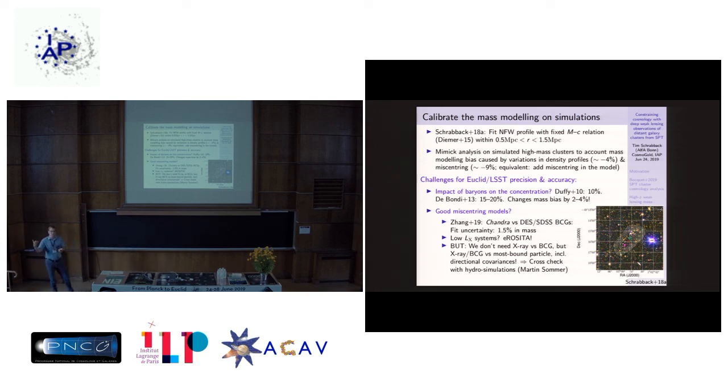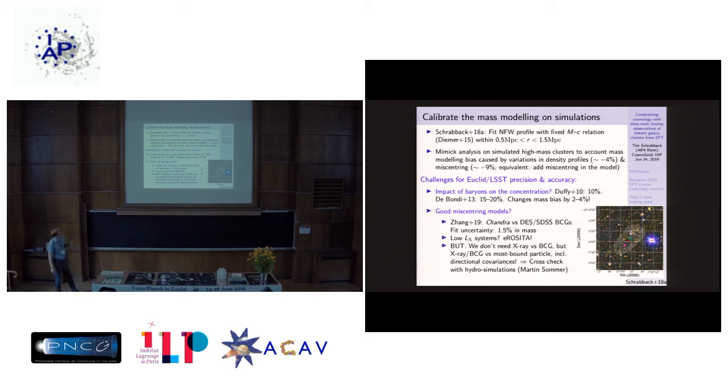So what we've been doing is to fit our shear profiles with simple models, like an NFW model, in a certain fit range. But then you have biases which can come in, okay? Because clusters in reality are not just spherical and round, but you have variations in density profiles, you have variations in concentrations. This is a nonlinear fit, essentially, so this can introduce biases. Okay, and a similar effect is miscentering.